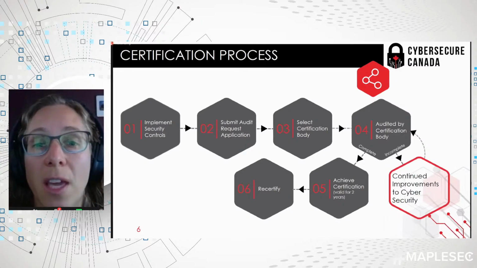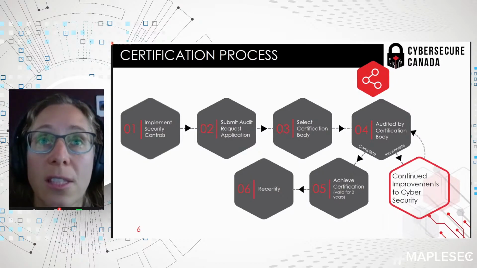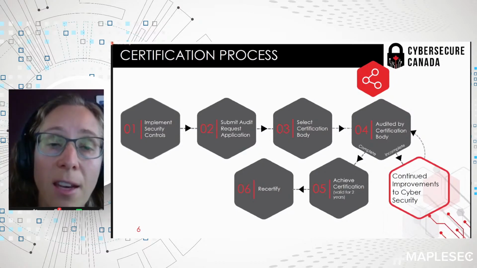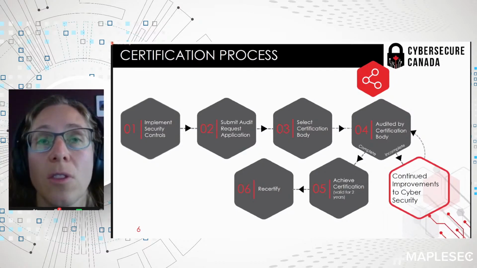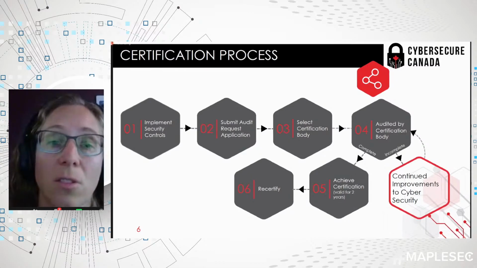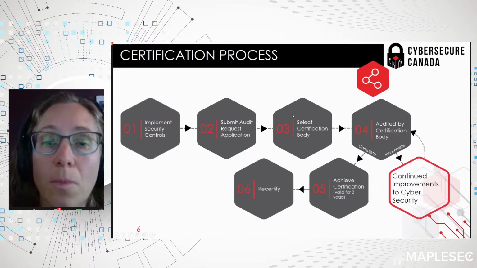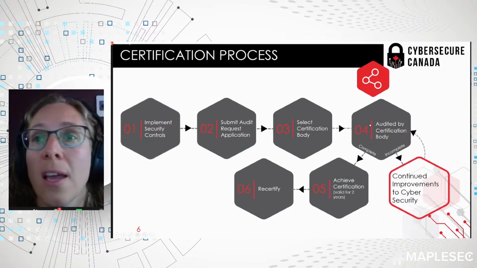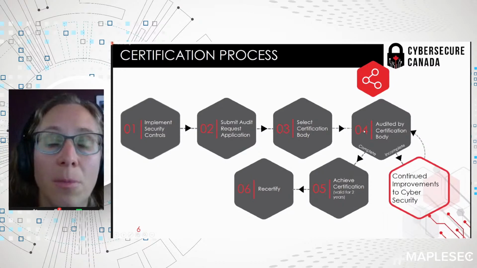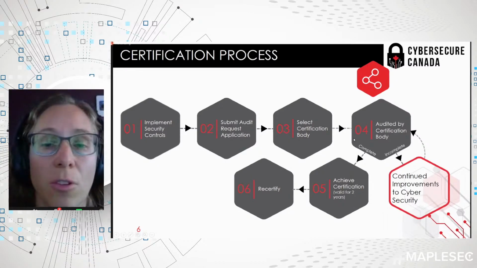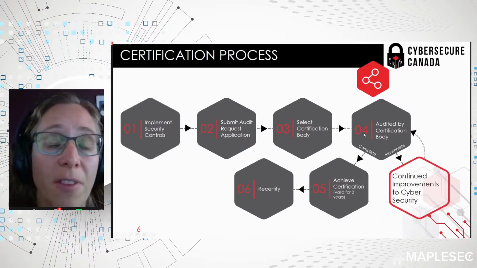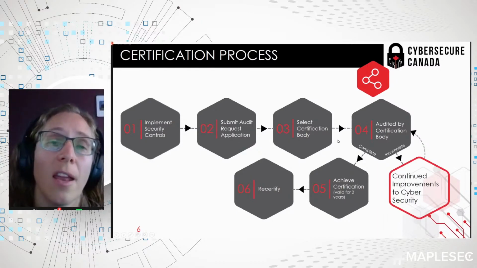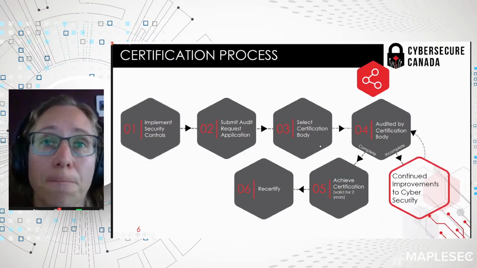So you request a certification and you are able to select your certification body. The certification bodies are accredited by the Standards Council of Canada, and it's also the Standards Council that is working with the CIO Strategy Council to develop the national standard. Once you're working with a certification body, they will do the audit of your business. If they find that there are some gaps, then you will do your continued improvement of cybersecurity. But if everything is good, you will achieve your certification, which is currently valid for 2 years. And after that 2-year period, you will recertify.